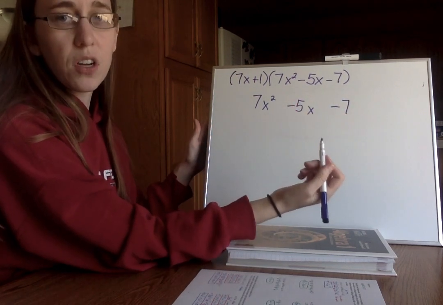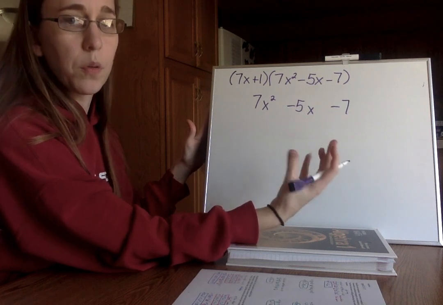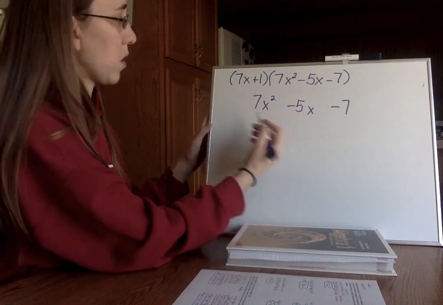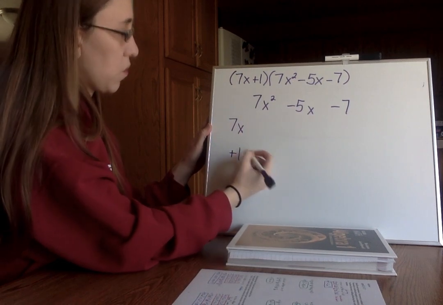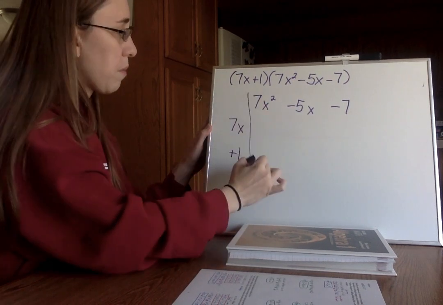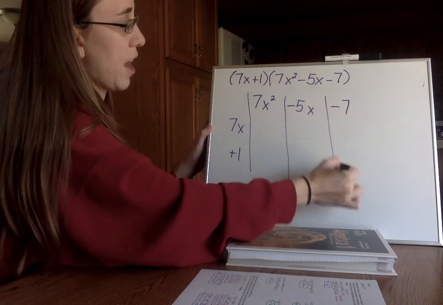You'll notice I leave a little space. That just is because when we start multiplying, things take up more space because they're bigger numbers. 7x and plus 1 down the side. So now I'm going to put in my grid so it actually looks like a table.